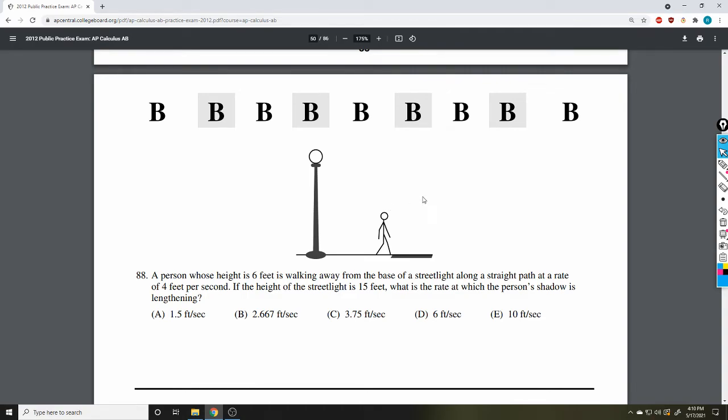A person whose height is 6 feet is walking away from a street light on a straight path at a rate of 4 feet per second. And we want to find the rate of the shadow. All right, let's label some stuff in this diagram. We actually did one like this before. And the key part that we're using here is similar triangles.